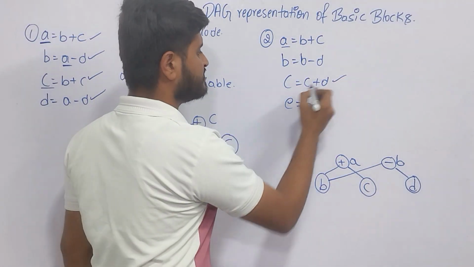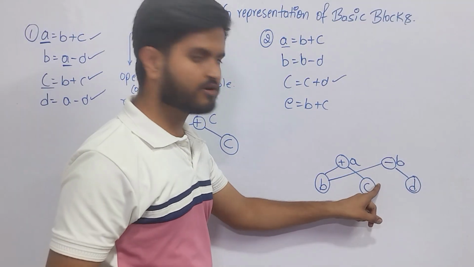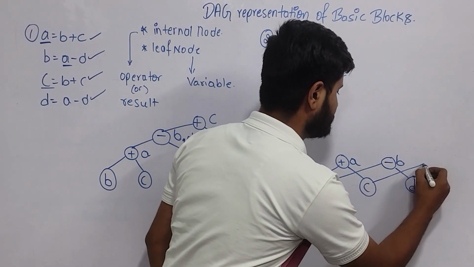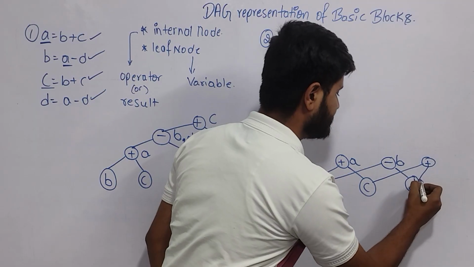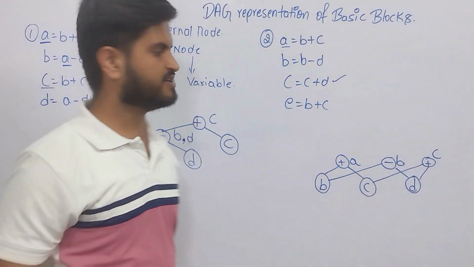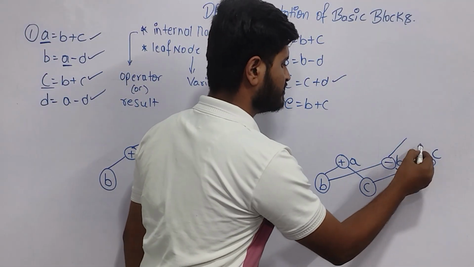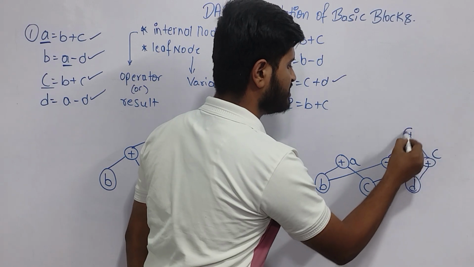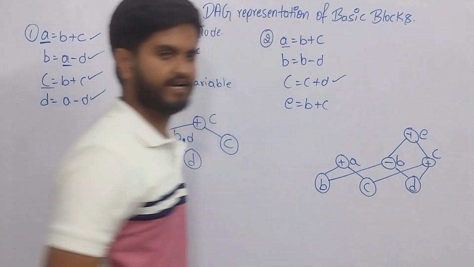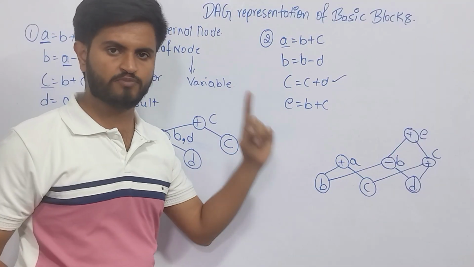Next, c is equal to c plus d. I am having the value of d here, and I am having the value of c here. So c plus d will be c. Next, e is equal to b plus c. b is here, c is here, so b plus c will be small letter e. Like this is the type 1 DAG representation of a basic block.